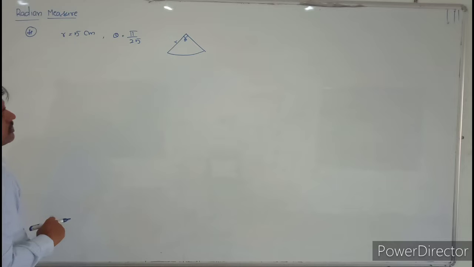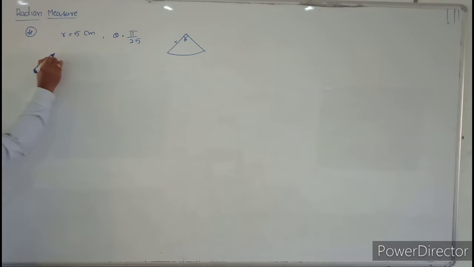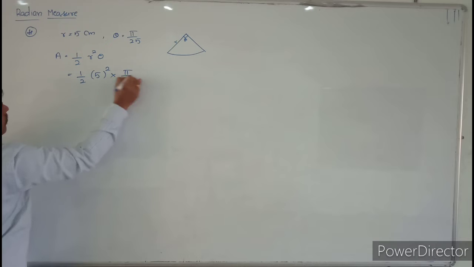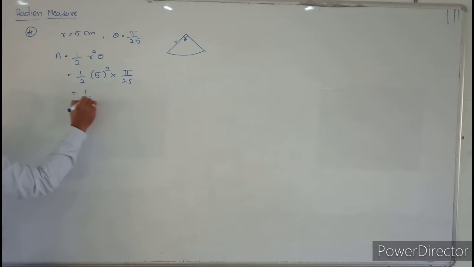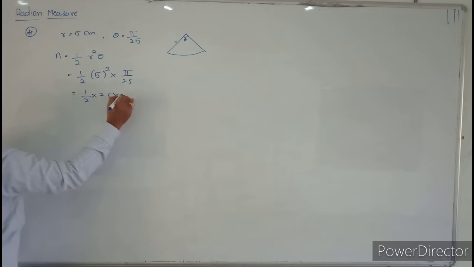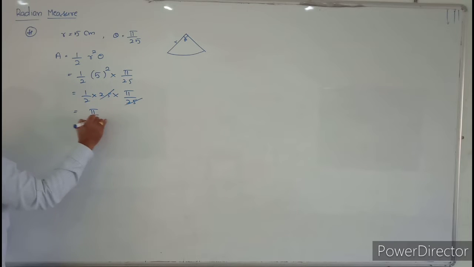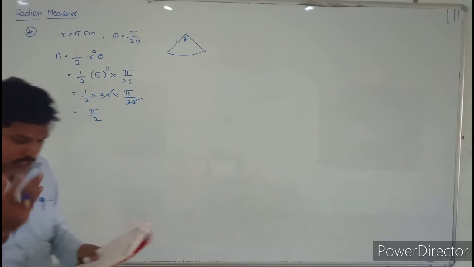So what is the question? Find the area of the sector. What is the area of the sector? A is equal to half into r square into theta. What is the area of sector formula? Half r square theta. We have already used that in the PU. So the area of the sector is half r square theta. That is half into, what is the r value, students? That is 5. So 5 square into theta value, which is pi by 25. So that is 1 by 2 into 25 into pi by 25. You can cancel these values. So the answer is pi by 2. So the option is 1.